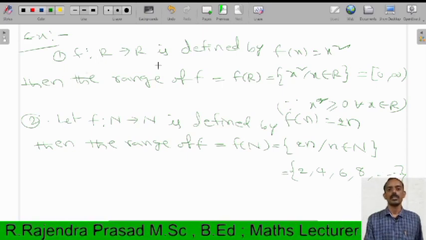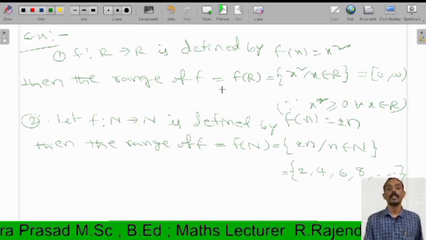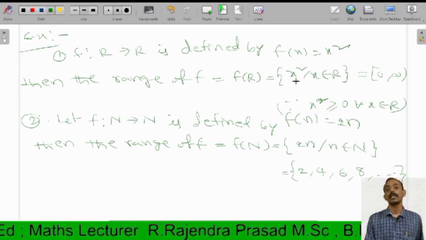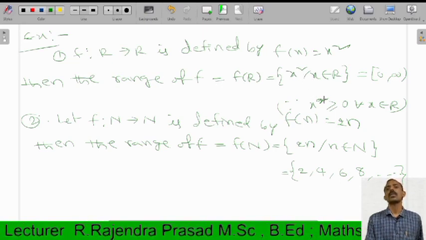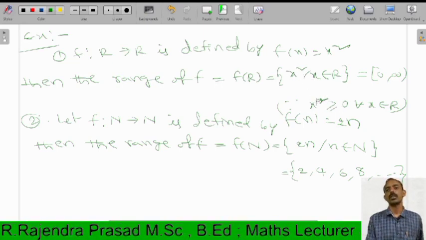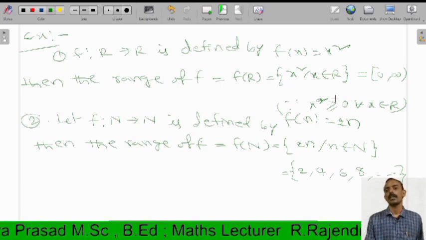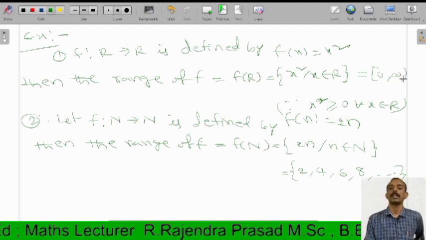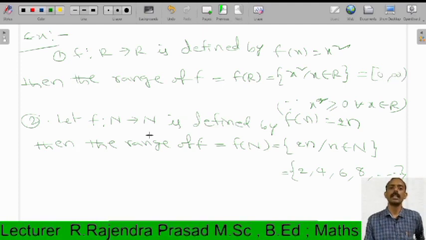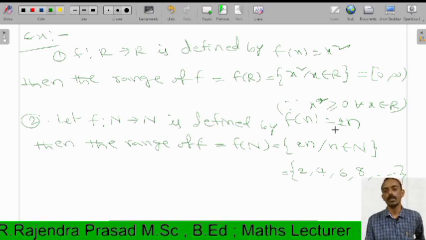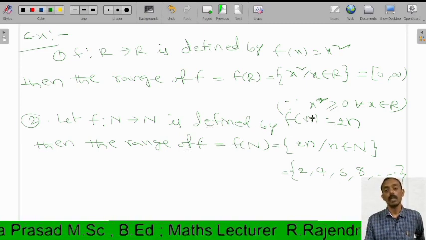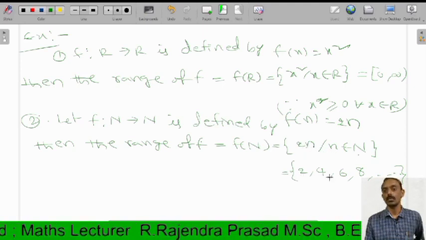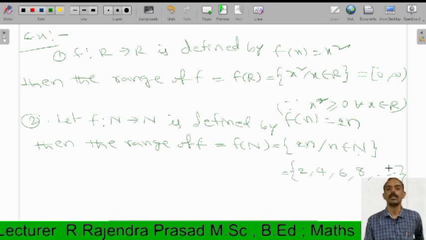f: R tends to R defined by f of x equal to x square. Then the range of f equals the codomain. f of R equal to x square such that x belongs to R. X square means positive values, 0 or positive values. X square is greater than or equal to 0, in the closed interval 0 to infinity. The range is the closed interval 0 to infinity. And again, let f: N tends to N be defined by f of n equal to 2n. Then the range of f equals 2n such that n belongs to N. 2n means even numbers 2, 4, 6, 8 and so on. Okay.